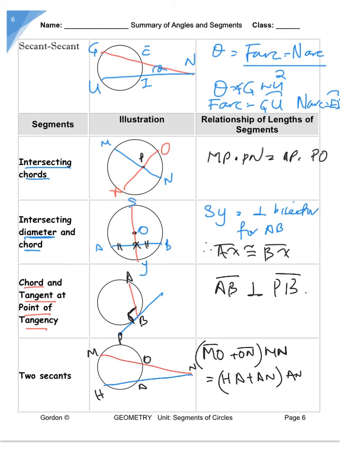Now, if you look at this, this represents the whole secant. And then, let's fix this guy right here. I made a mistake. This is supposed to be ON. So, this entire secant times the external piece is equal to the entire secant times the external piece. So there's a shortcut. We can say whole secant times external piece is equal to whole secant times external piece. You get it?